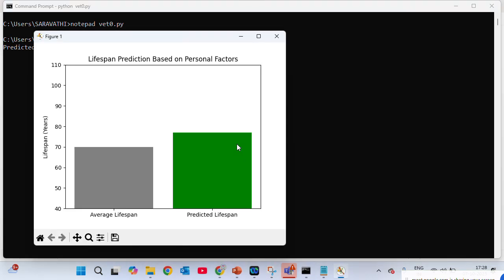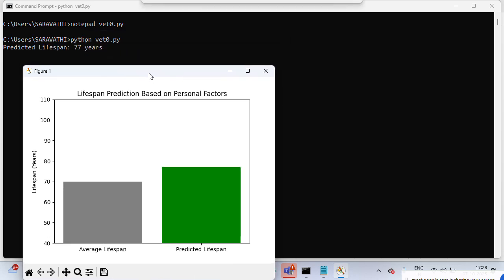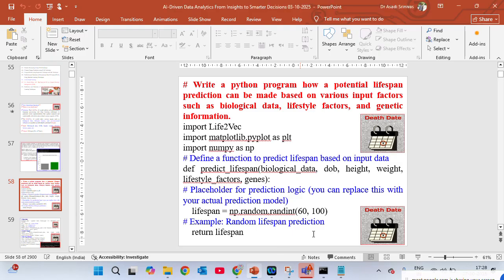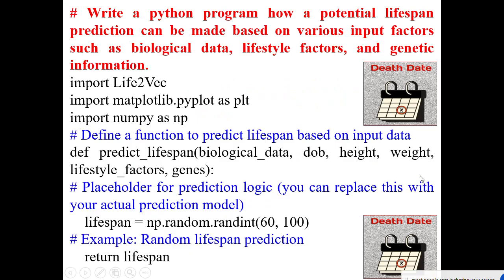output. See here, is my screen visible, Dushanti? Yeah, uncle. Very good. The predicted lifespan is 77 years and the actual average lifespan is 70 years. Likewise, depending on our input, we are getting the lifespan of a person. Now write a Python program, the same program with different parameters. See here: biological data, lifestyle factors, and genetic information.